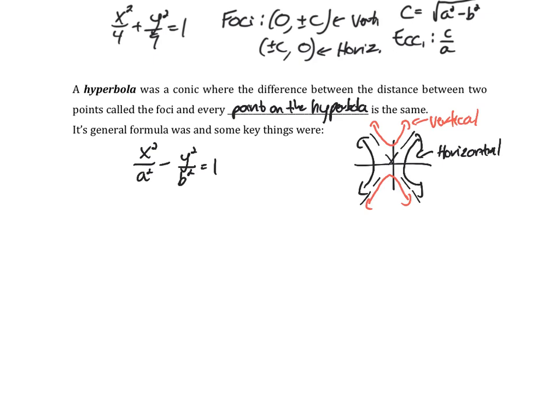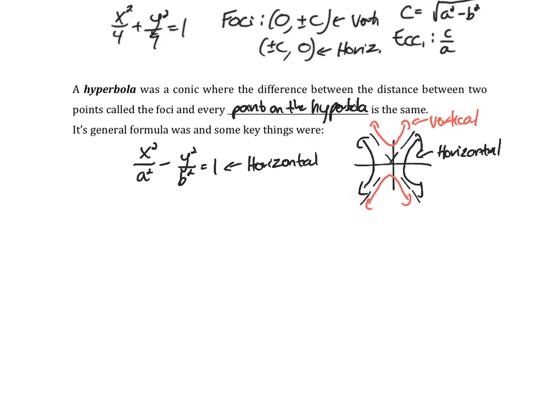So when we had something like x squared over a squared minus y squared over b squared equals 1, if the x came first, we would consider it horizontal. If you remember previously, how did we figure out if it was horizontal or vertical in ellipses? It had to do with the a and the b values. When it comes to hyperbolas, we're going to look at where the x is placed or where the y is placed.